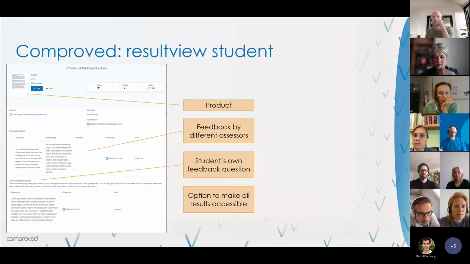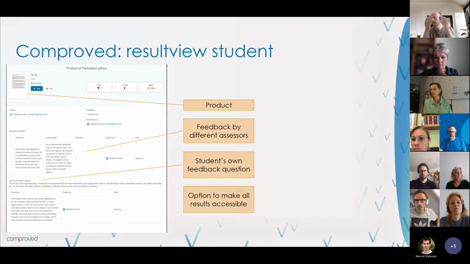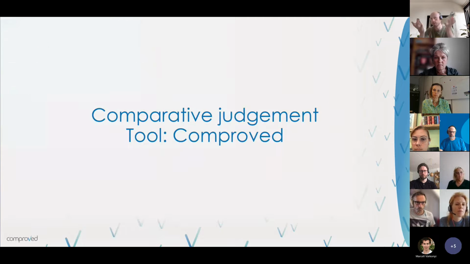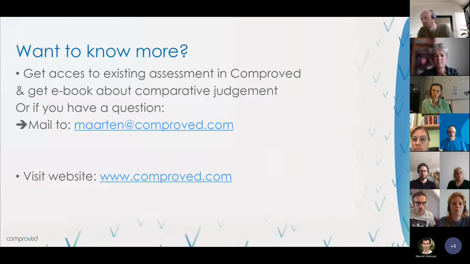So this is the view that a student will see. You see the project, the feedback of other students, and here you can see the specific feedback. So this student wrote their own question, and it can be added on top of the feedback you ask as a teacher. So you ask as a teacher tips and tops, and you allow the student to ask their own feedback question. So that's also possible.